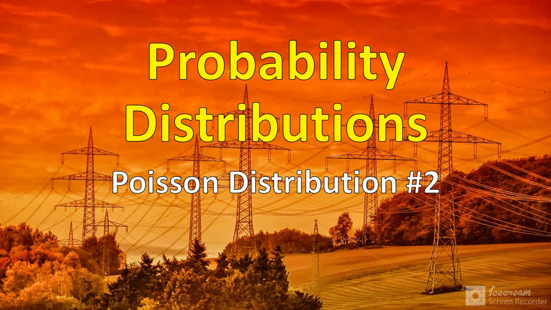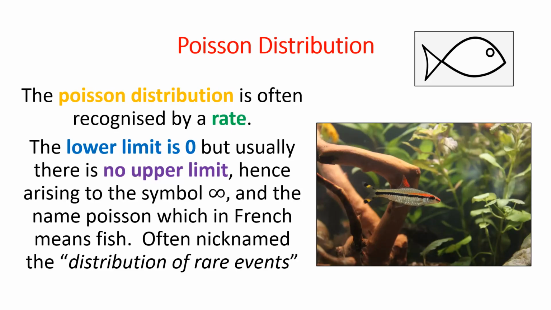Welcome to another Level 3 probability distributions video. This is our second video on Poisson distribution. Now, we talked in the last video how the Poisson distribution is recognized by a rate. For example, on average, we have 2.6 earthquakes per year. So it's that idea of per something, that rate, that makes it a Poisson distribution.